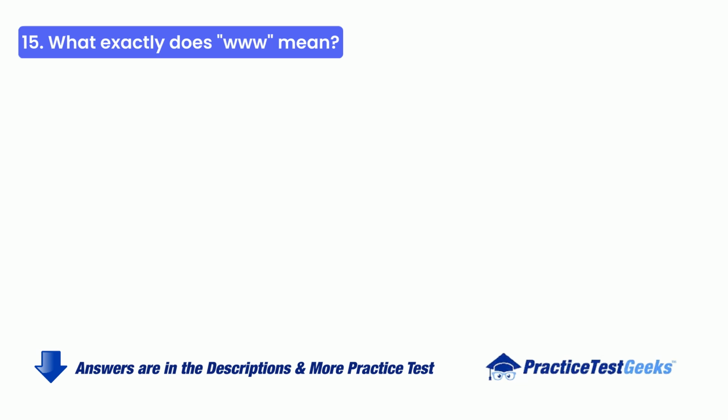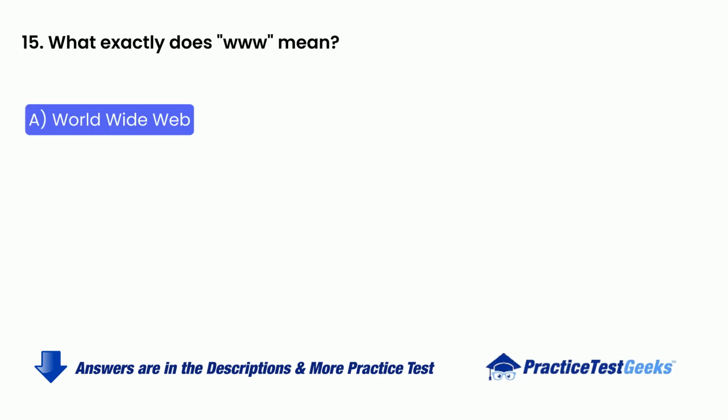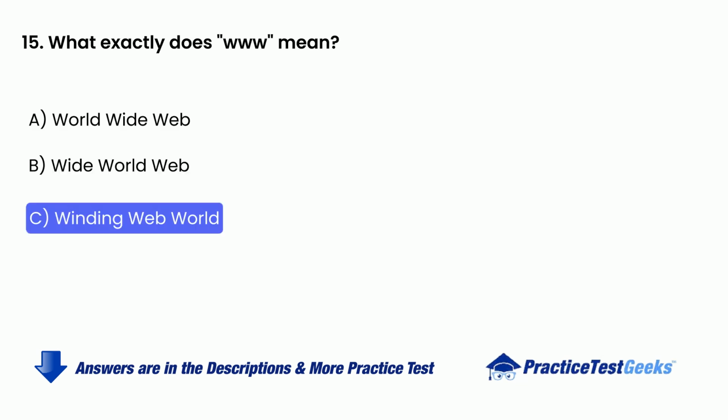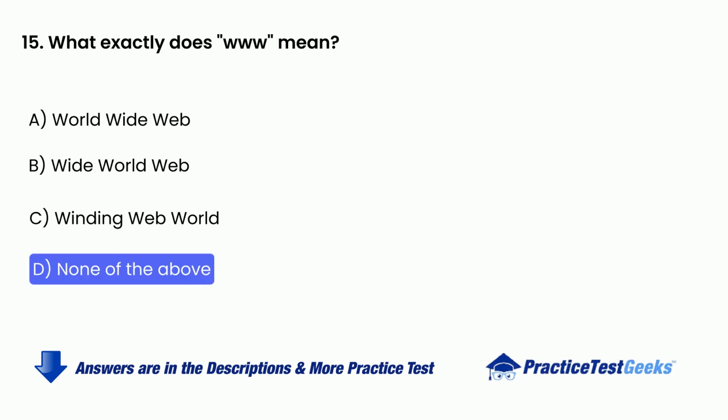What exactly does www mean? A. World Wide Web. B. Wide World Web. C. Winding Web World. D. None of the above.